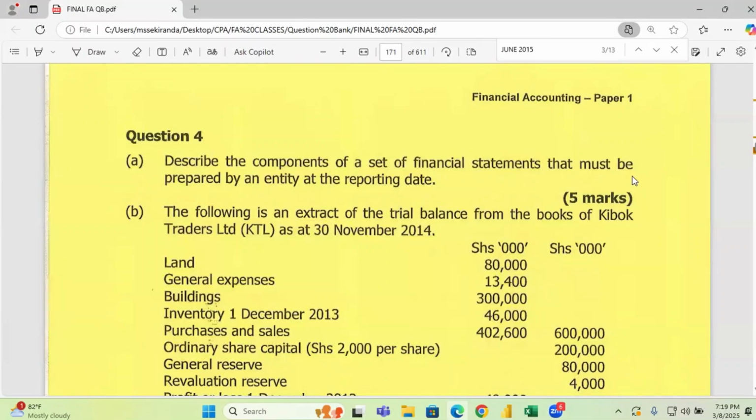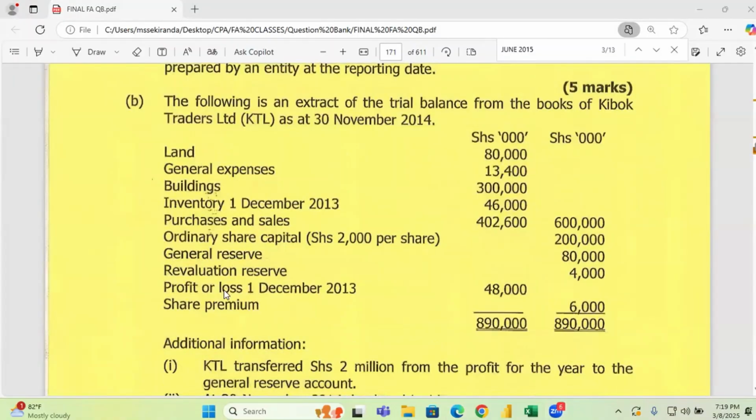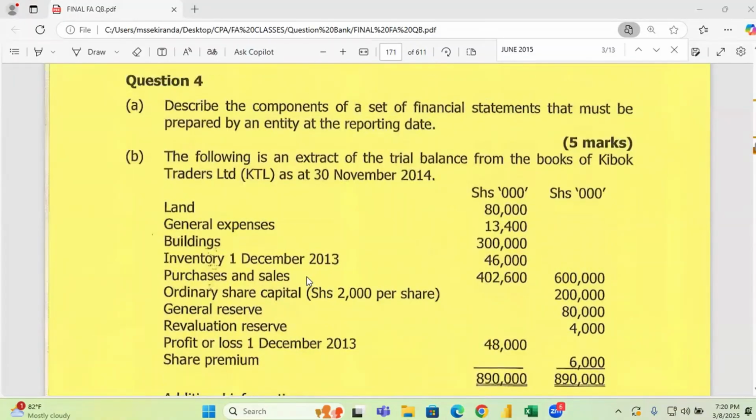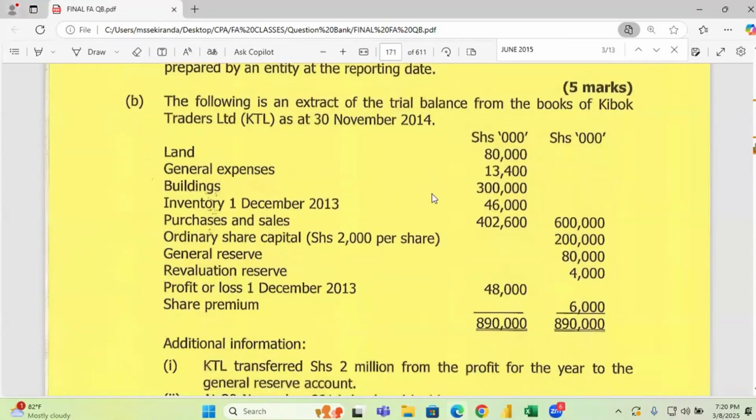It's part B. The following is an extract of the trial balance from the books of KTL as at 30th November 2014. So they are giving us balances of different assets, liabilities, expenses. Then we have share capital, purchases, sales, general reserve, revaluation reserve, profit or loss as at 1st December 2013, profit or loss as at beginning of the year. They are trying to give us retained earnings, okay? At times they call it profit or loss.